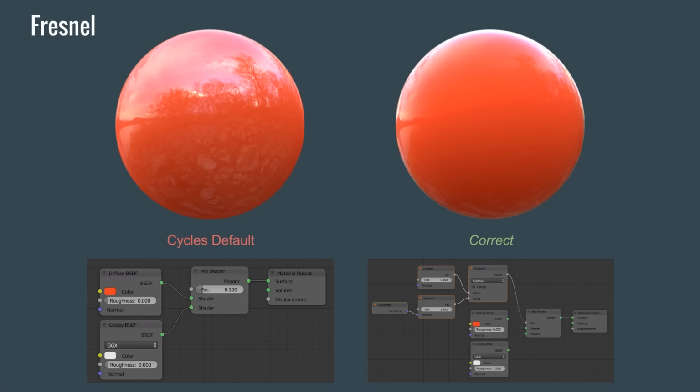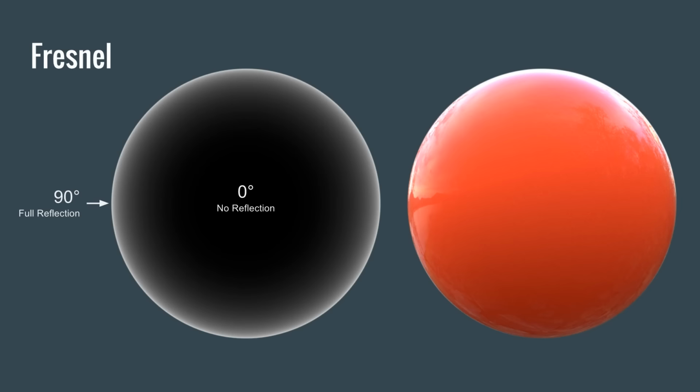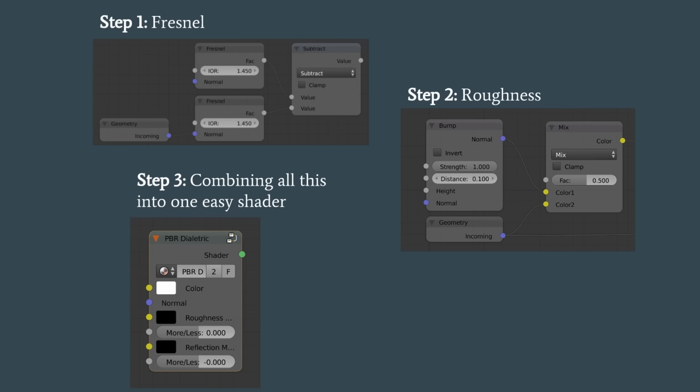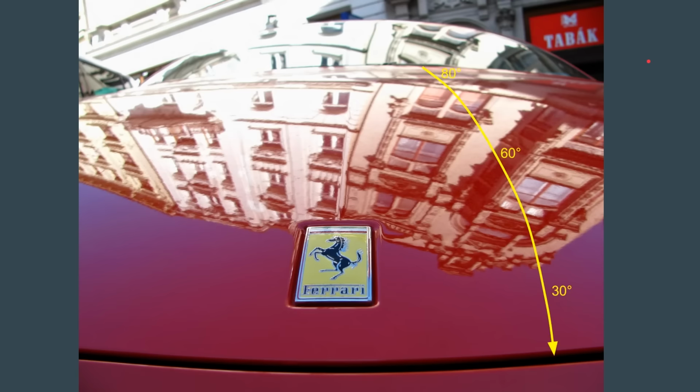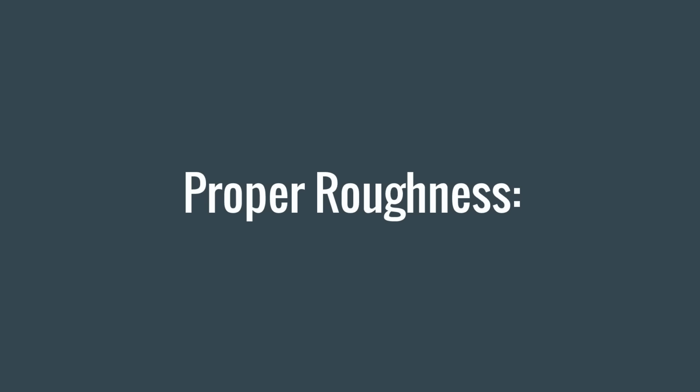Now, jumping back over to our slideshow, we've now checked off the first one, step one, Fresnel, now complete. Now we're going to move on to step two, roughness. So what is roughness, you might ask? Proper roughness. Roughness that affects the Fresnel effect. So that is what roughness is about.